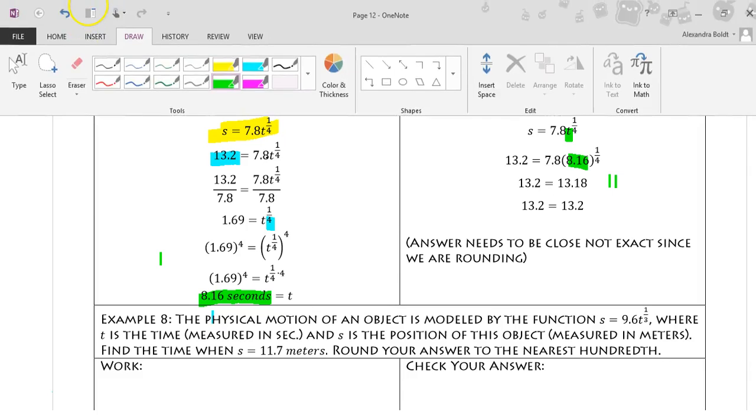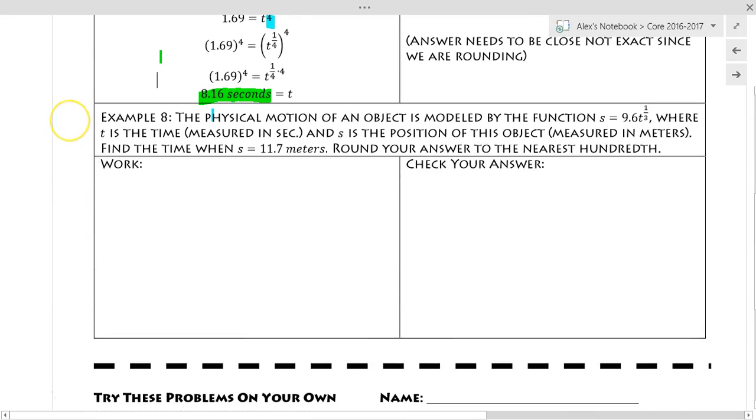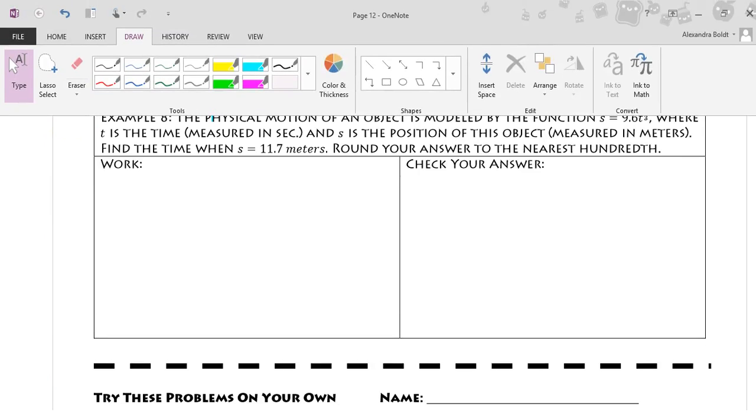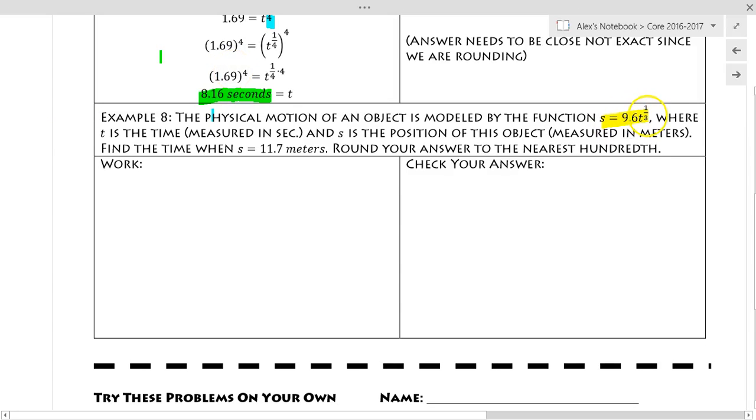Let's look at example 8. The physical motion of an object is modeled by the function s equals 9.6 t to the 1/3. And again, t is time, and s is the position. So if I know the time of something, I can find its distance, or if I know its distance, I can find how long it's been moving. And then we're given that our s is 11.7 meters.